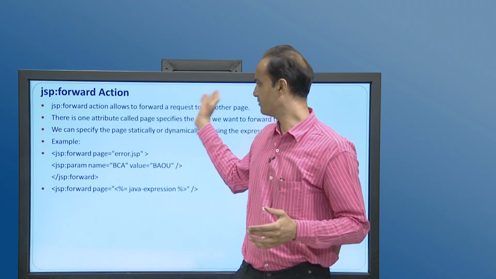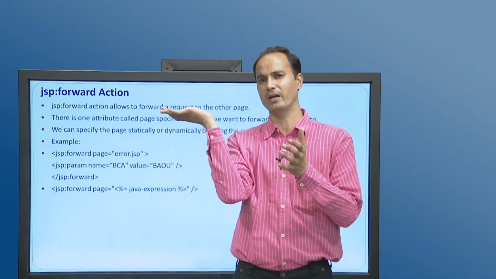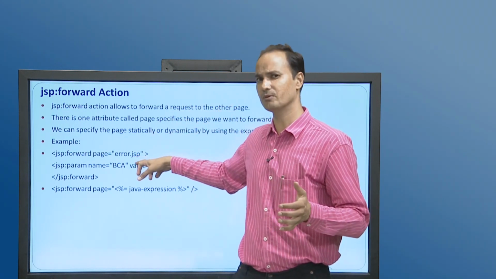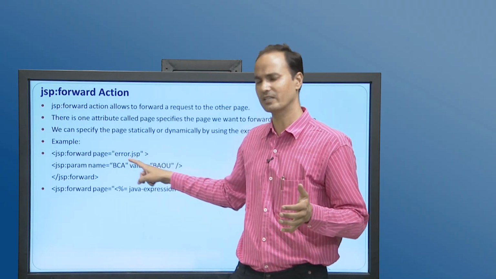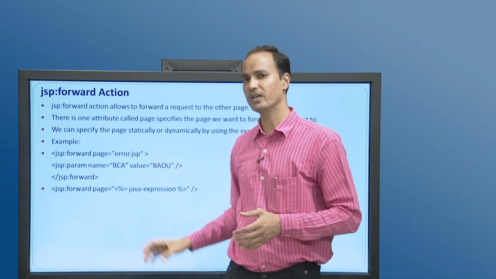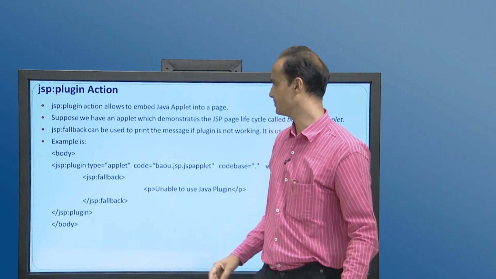So, whenever we access error.jsp, when the control goes to the error.jsp file, then in that JSP file we can manipulate this parameter using the request method request.getParameter(name) and get the value BAOU in a forwarded JSP file.